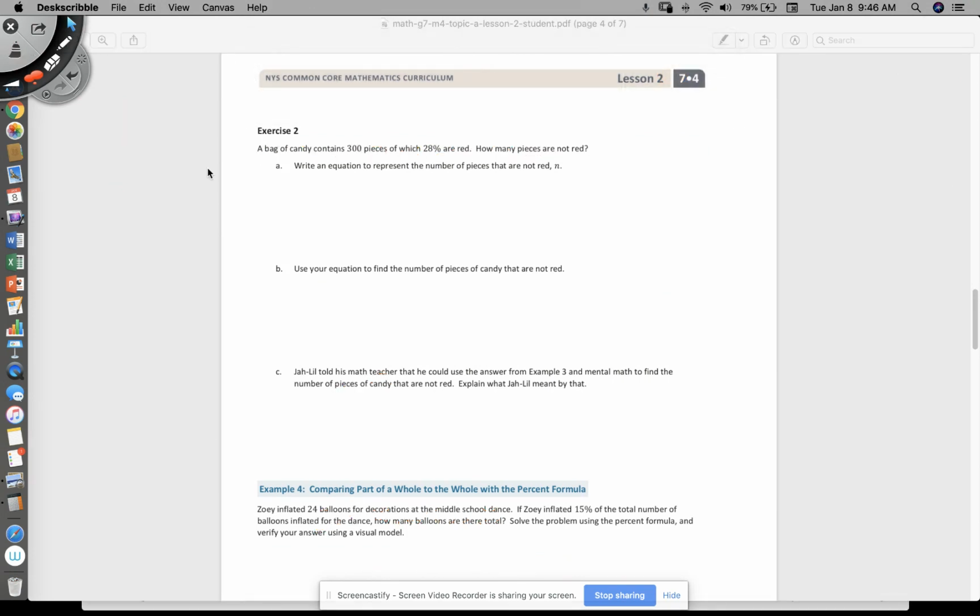A bag of candy contains 300 pieces and 28% are red. How many are not red? All right. So this one here says write an equation to represent the number of pieces that are not red. So I do know there are 300 pieces. And I do know that I need to multiply that by 0.28 again. All right. Now, since I solved this down below on the other question, I do know that the answer here is 84. So far, 84 are red.